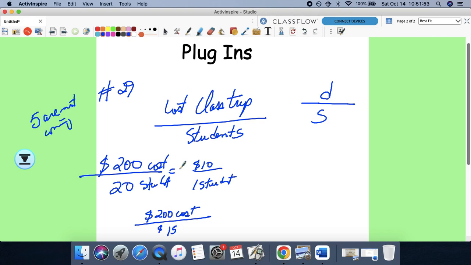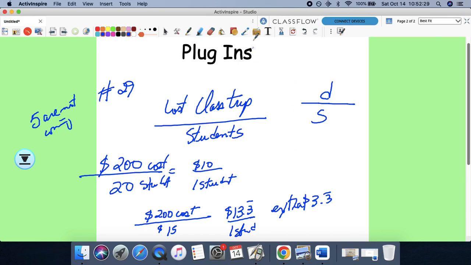All right, so the cost per person, 200 divided by 15. It's now 13.3 repeating for one student. So the extra cost per person, everybody's going to pay extra $3.33. All right, let's just call it $3.33. I subtracted what the original cost was from the new cost, right? So 15 kids are coming.